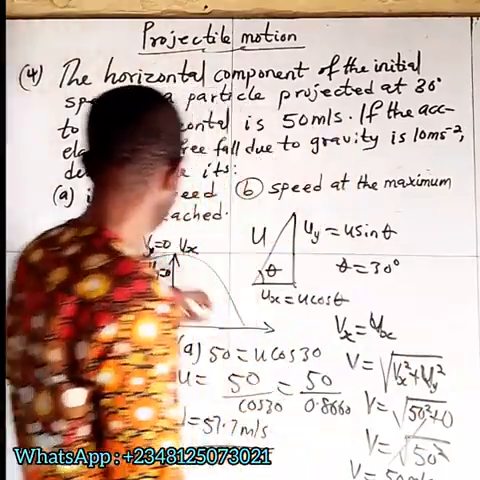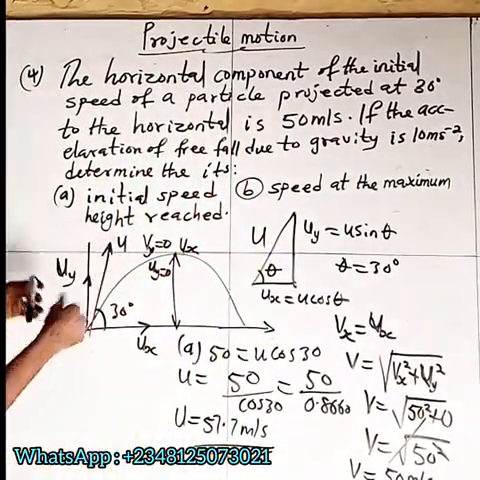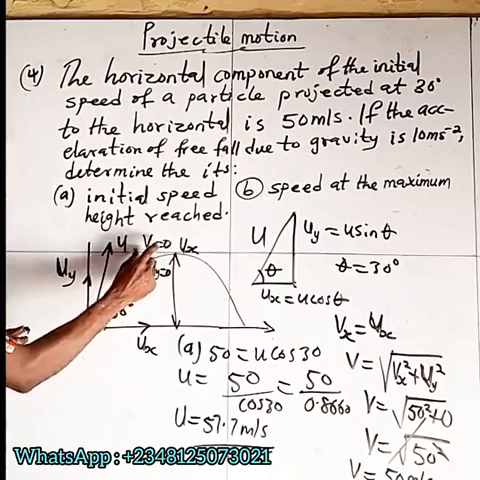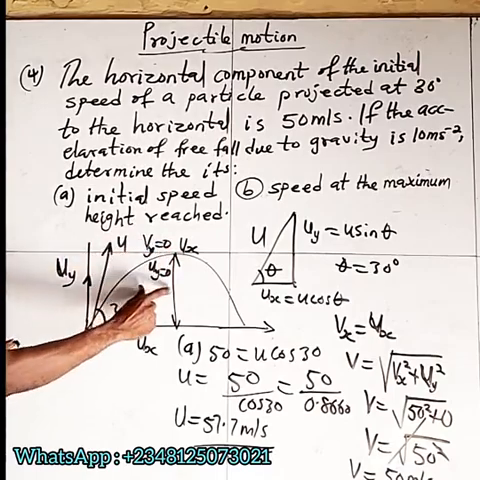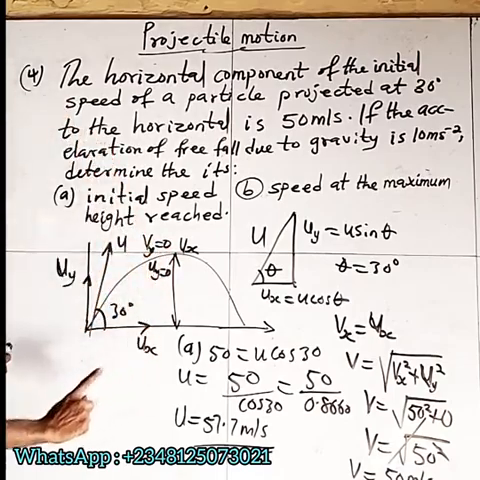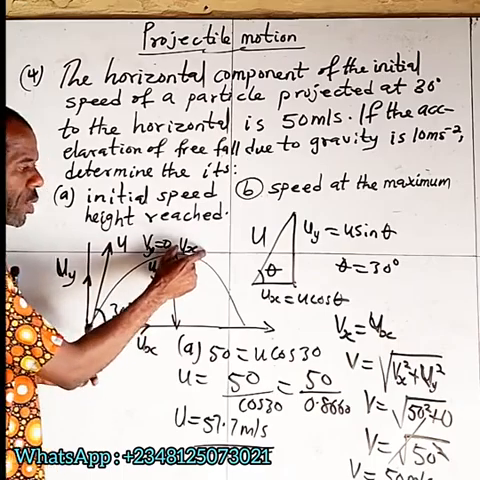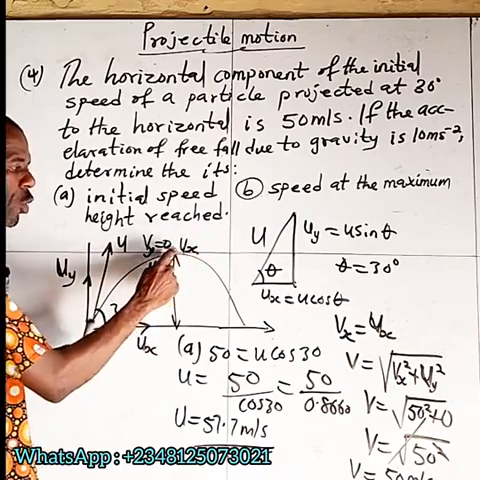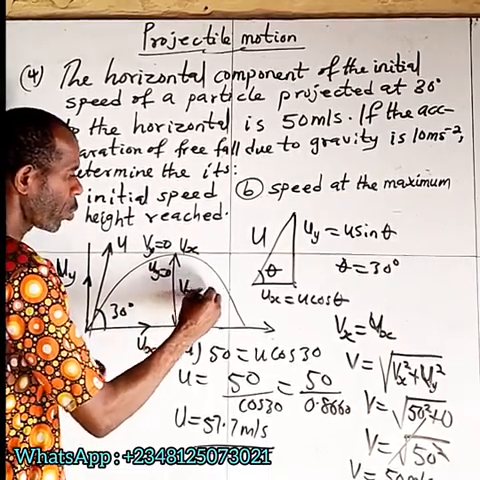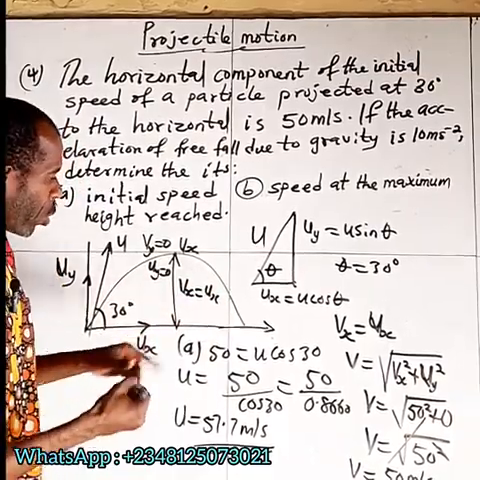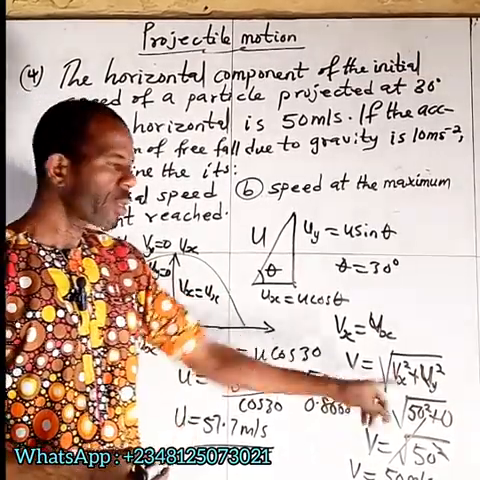At this point, remember, vy is equal to 0. At the maximum height, the final velocity is always 0 along the vertical component. For the horizontal component, the final velocity is also equal to the initial velocity. That is where we have vx equal to ux. That is what we are going to use to calculate this.